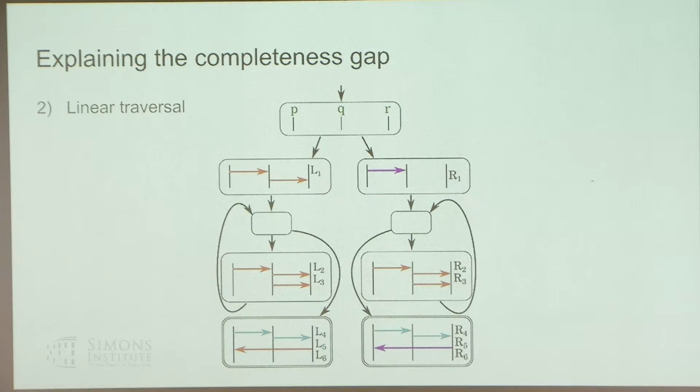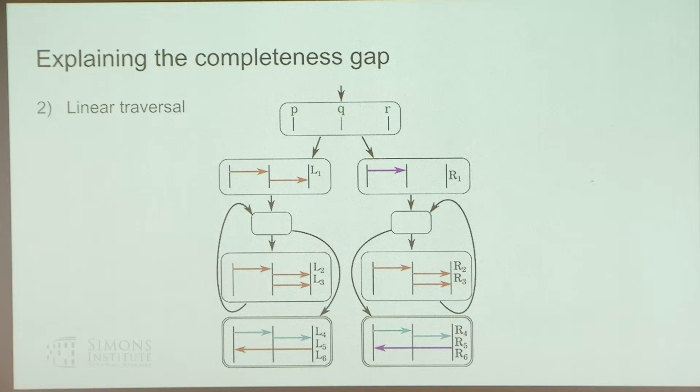And the protocol commences by P making a choice to send either an orange or a purple message to Q. If it sends an orange message to Q, Q will forward this message to R. And if it sends the purple message, then Q will do nothing. And after these communications, the protocol enters into the same loop on the left and right side.